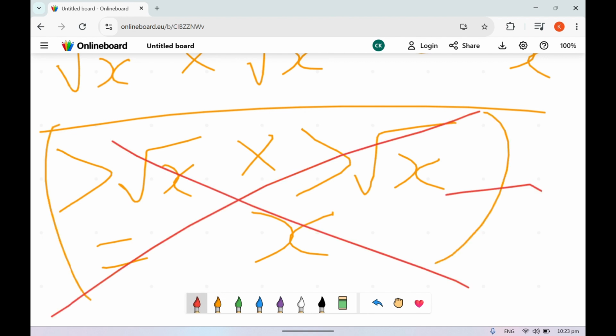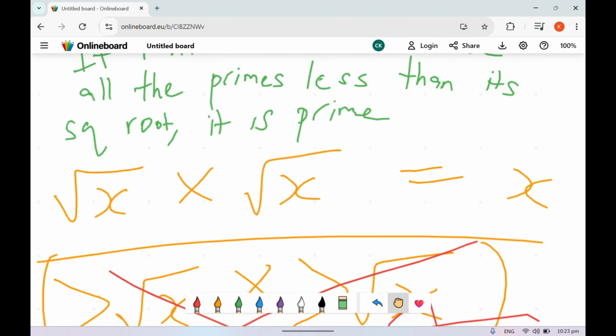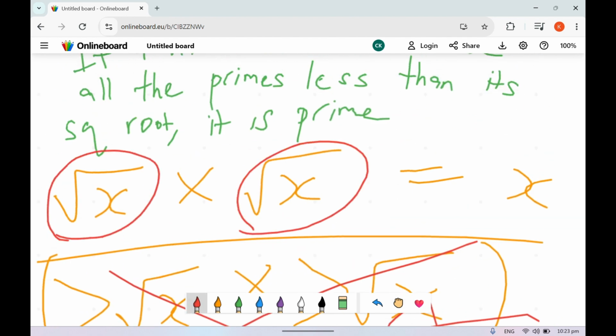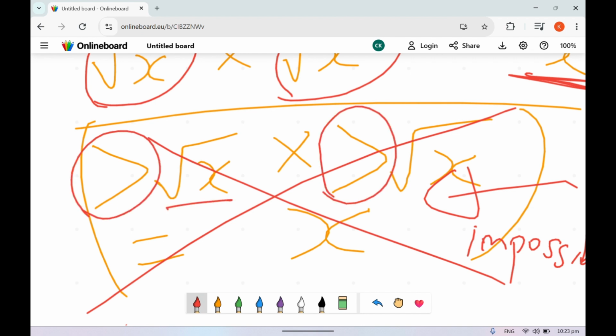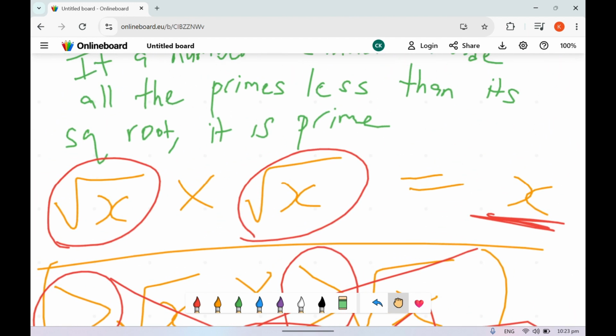No, this is not possible. Why? Okay, think about it. The square root of x times the square root of x, you get x. This statement is telling me that if I have a number greater than the square root of x, times another number greater than the square root of x, I'm going to get x. How is this even possible? This is definitely true, no matter what the value of x is.